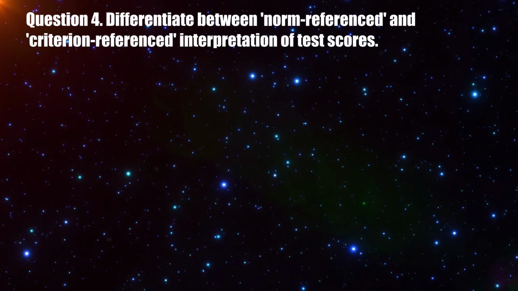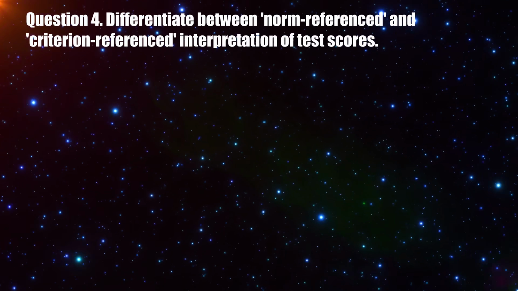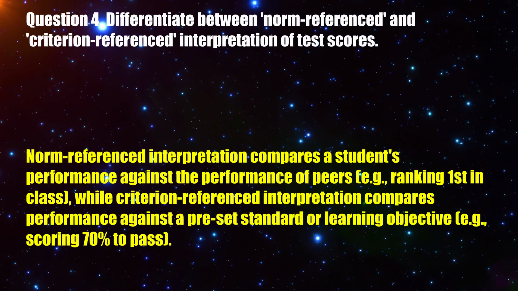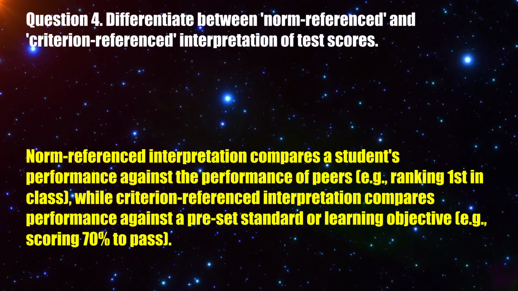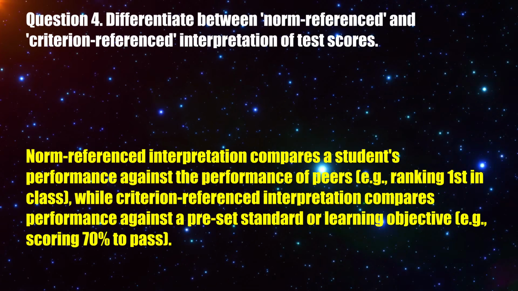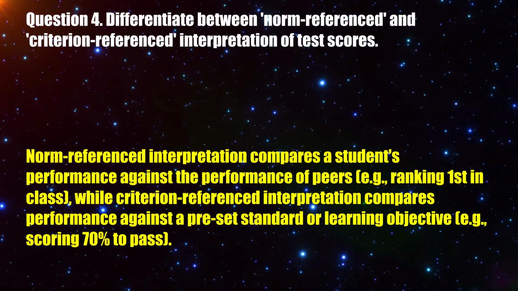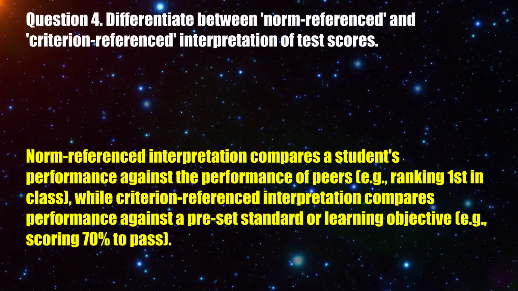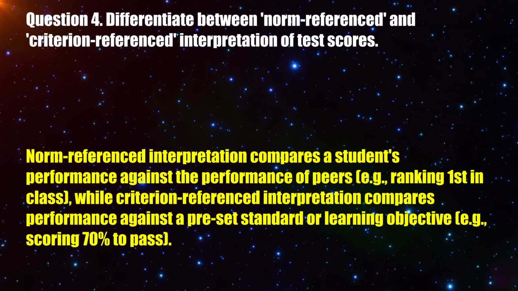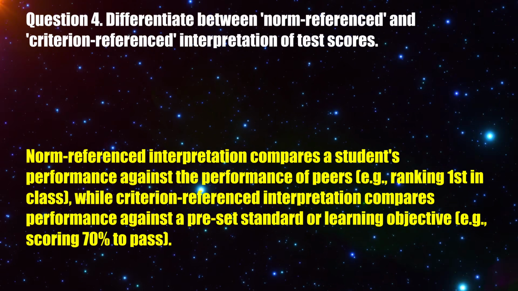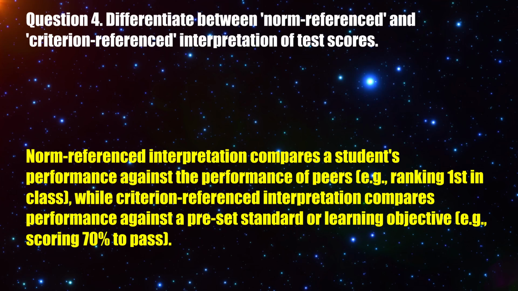Question 4. Differentiate between norm-referenced and criterion-referenced interpretation of test scores. The answer is, norm-referenced interpretation compares a student's performance against the performance of peers, e.g., ranking first in class, while criterion-referenced interpretation compares performance against a preset standard or learning objective, e.g., scoring 70% to pass.